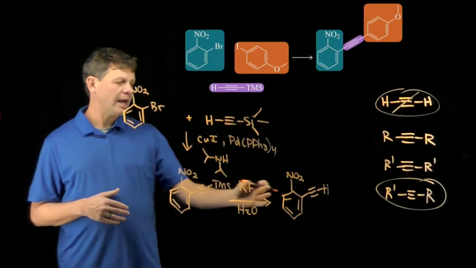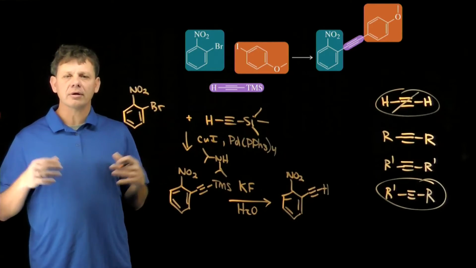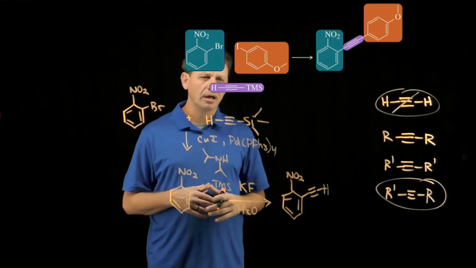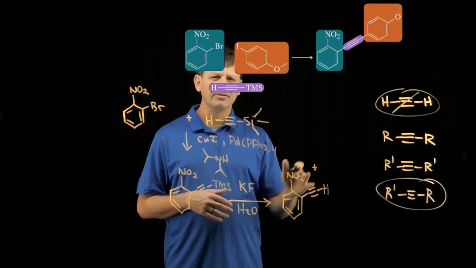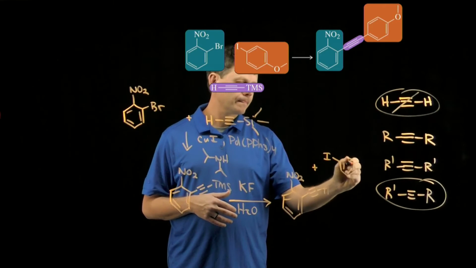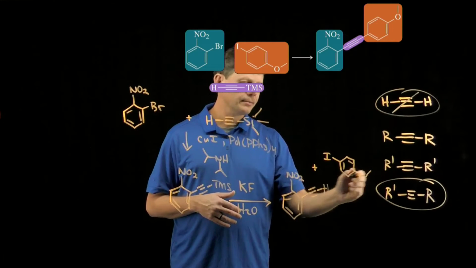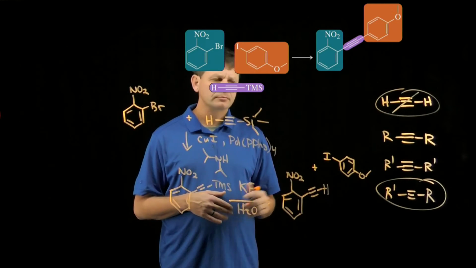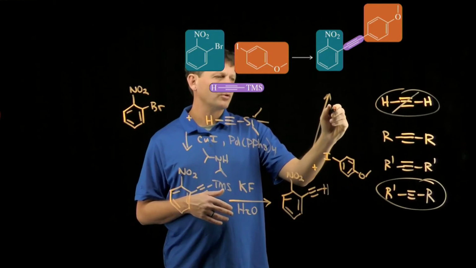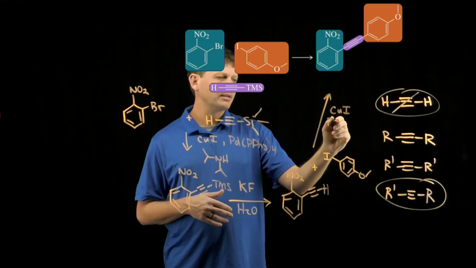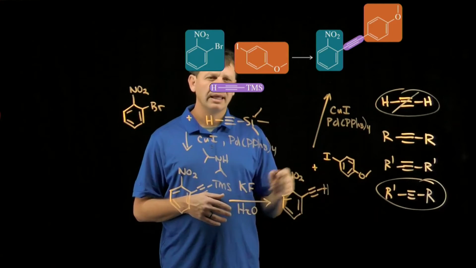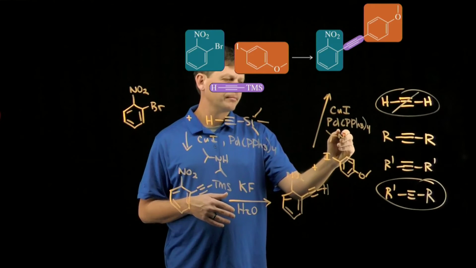Now we should be able to react this one with our other aryl iodide, allowing us to get selectively the product on screen. And so we'll react this with the iodide shown. Make sure I decorate it correctly. We'll use our same conditions. So copper iodide, palladium tetrakis, and our amine base.